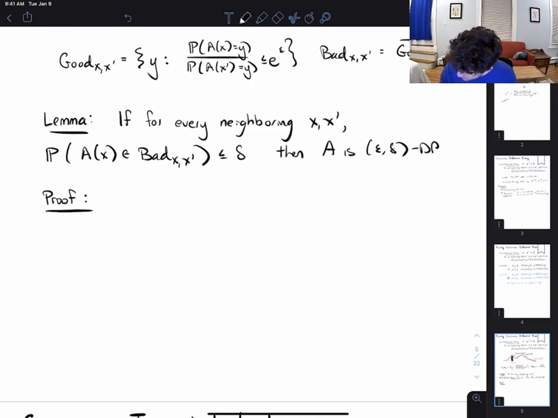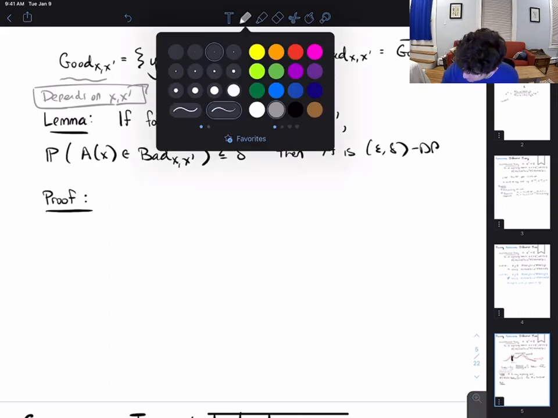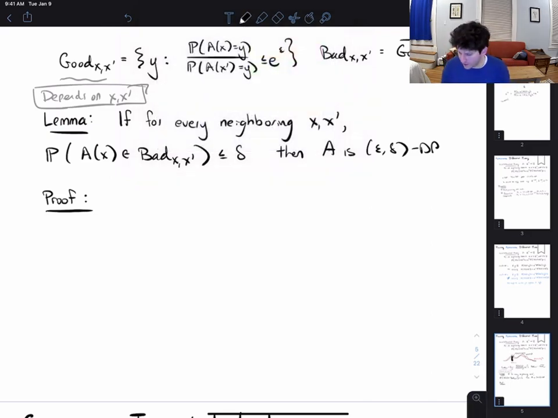Okay, and one small thing to note here is that the good and bad set depends on X and X prime. It's not that it has to be one bad set of Y's, it just has to be a bad set of Y's for every pair X and X prime, but you can choose a different one for every X and X prime. So what the lemma says is that it's enough to argue that if you define the bad set for a particular X and X prime, the probability that A of X lands in that bad set should be at most delta. And if that's true, then A is epsilon-delta DP. Okay, so the proof is kind of worth looking at.